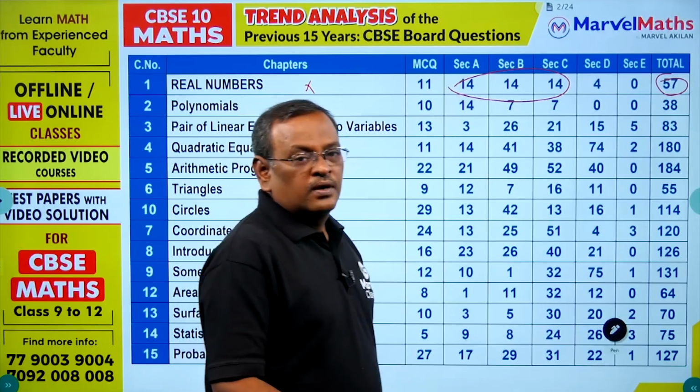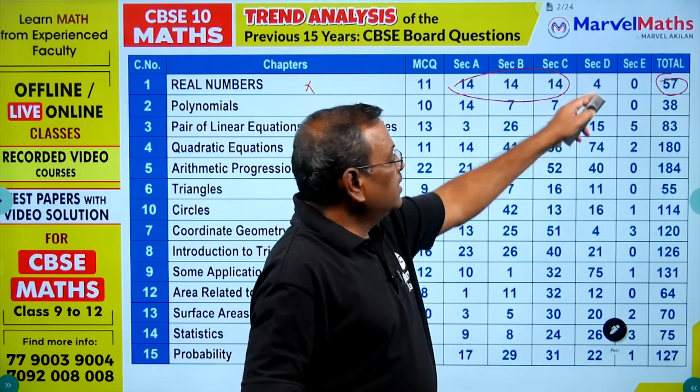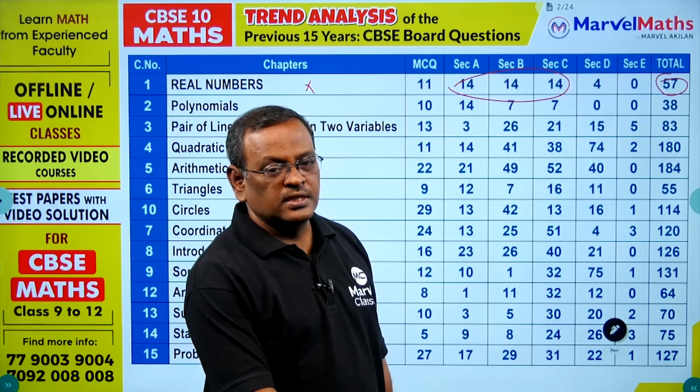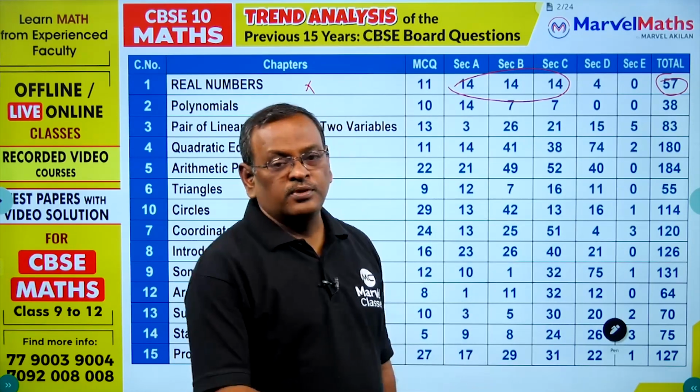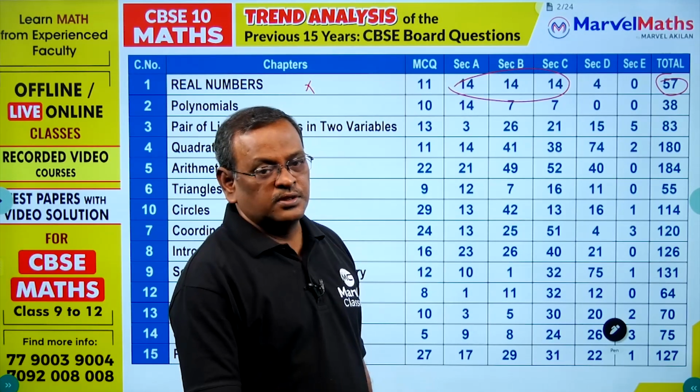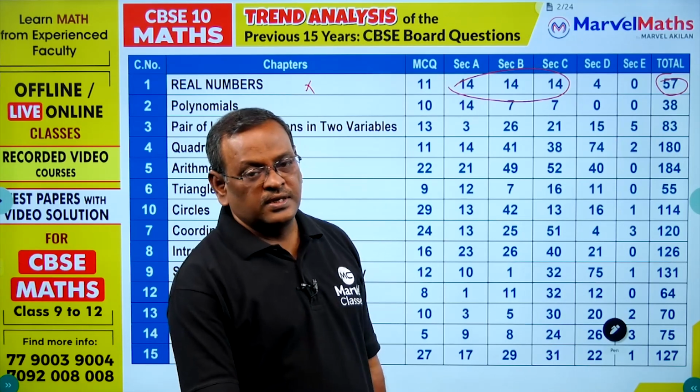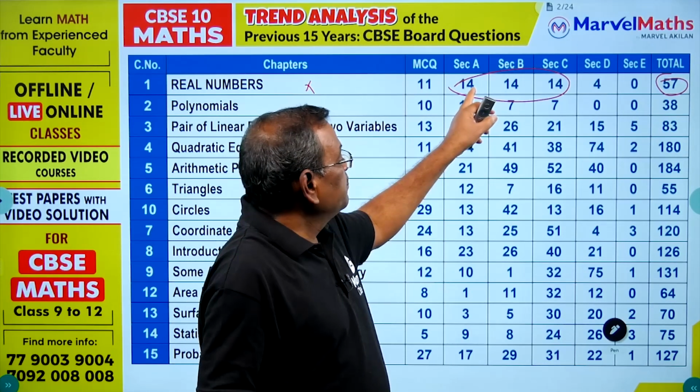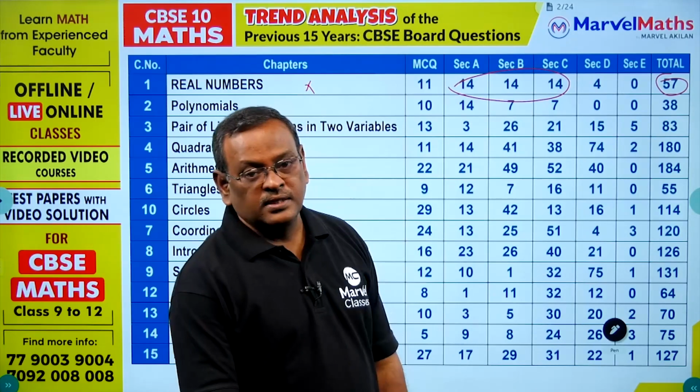There is no 5-mark question, Section D question, only 4 questions are there. That too of the same type only: prove that 2 plus root 3 is irrational. So there is no exclusive question for Section D. So focus more on 1 mark, 2 marks and 3 marks in real numbers.